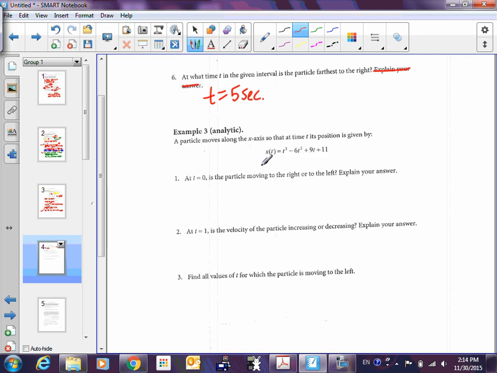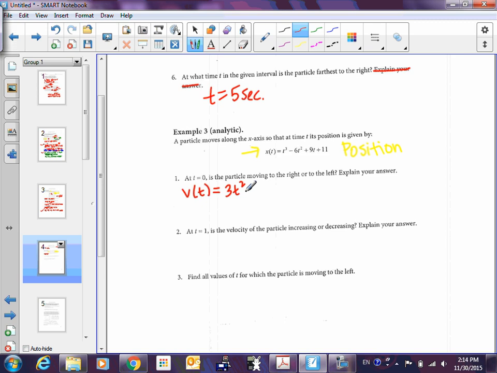And you got to know, what are they giving you? Are they giving you position, velocity, or acceleration? Position. That's important. You have to know which one they're giving you. At t equals 0, is the particle moving to the right or to the left? This implies direction. That means we need to find velocity. So when you're given an equation, this is kind of how we started off the lesson. You just take the derivative.